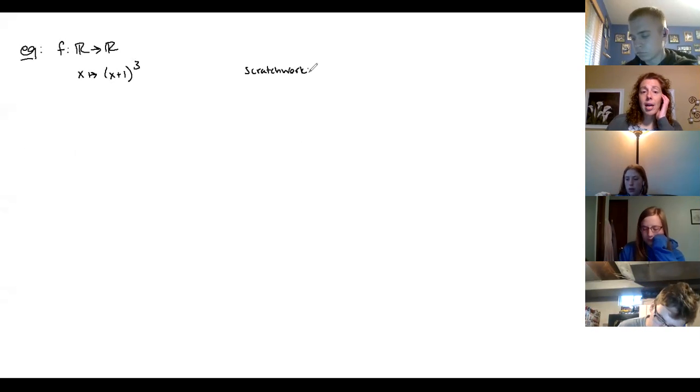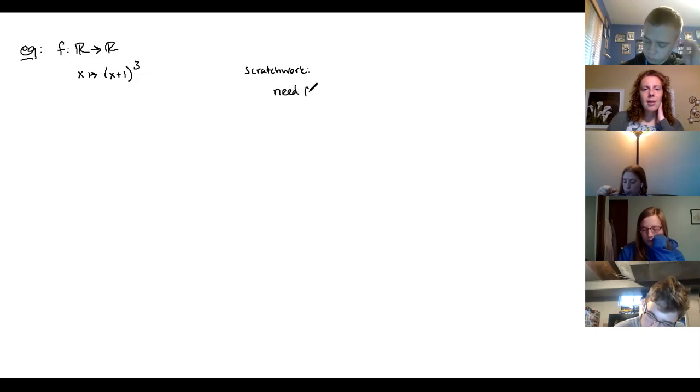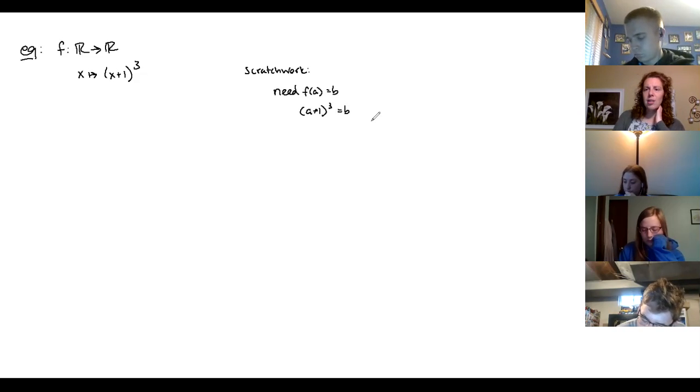And again, I don't care if you put this on your homework, that's fine. It's not technically a part of the proof, but if you want to put it on your homework, you can. Just make sure you label it as scratch work so I know what I'm looking at. So we would need F of A equals B, or (A plus 1) cubed equals B, right? That's what I'm going to need.